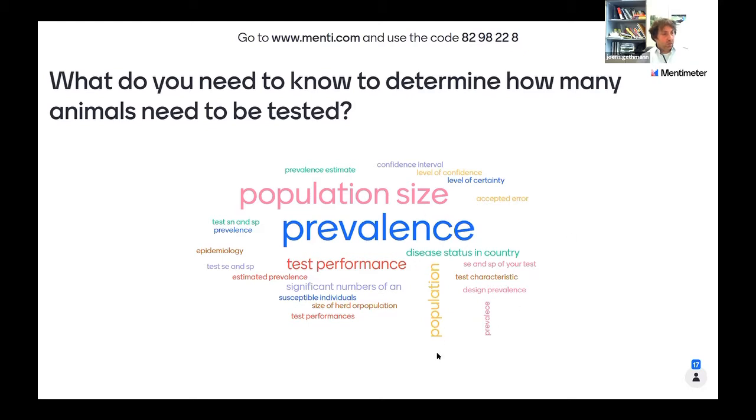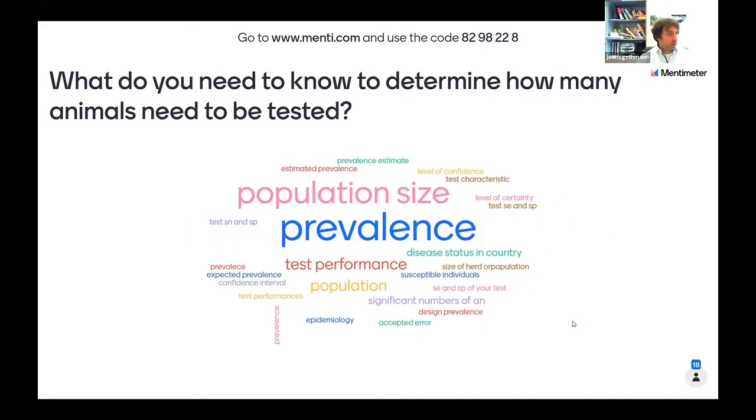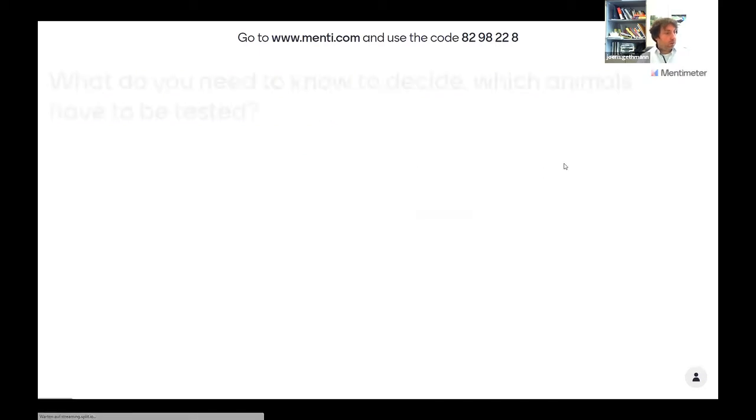So for me, I would say the population size would be essential, the prevalence, and yes, the confidence level. If you want to run a prevalence survey, we need the accepted error, and the sensitivity and specificity would be very helpful too. Okay.